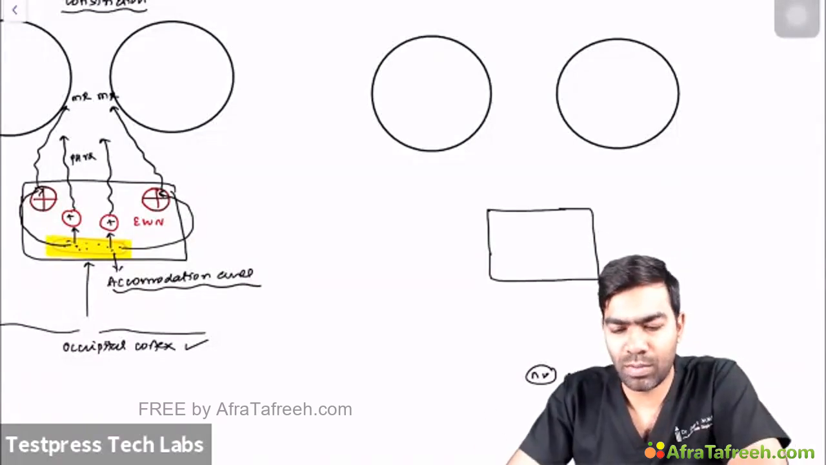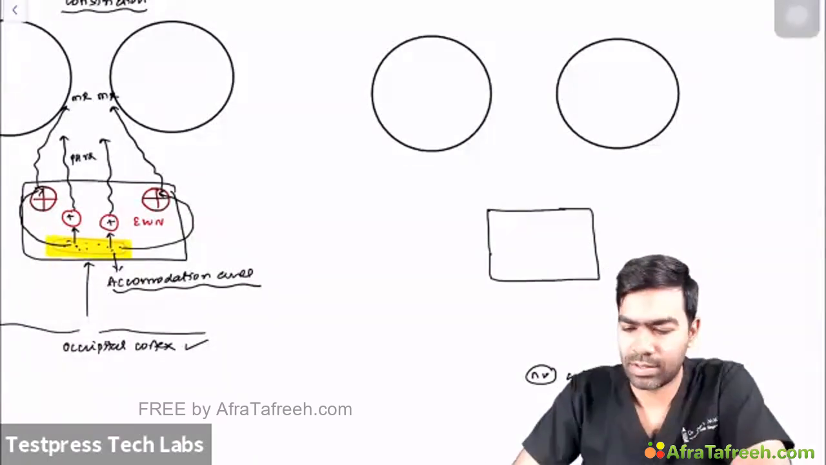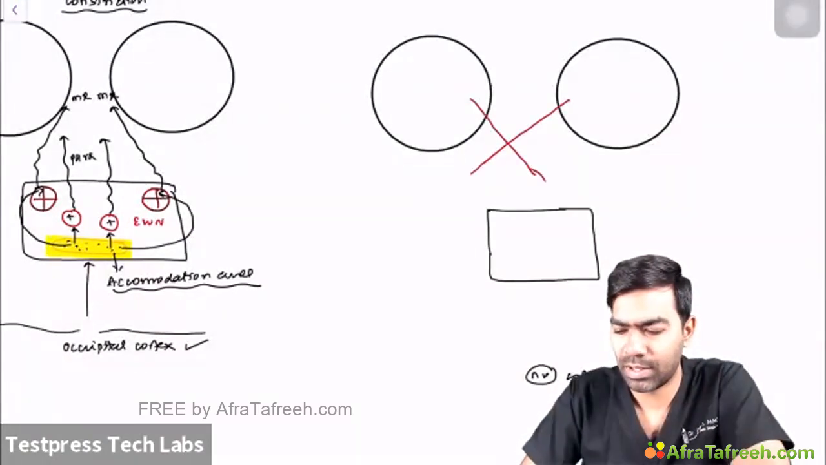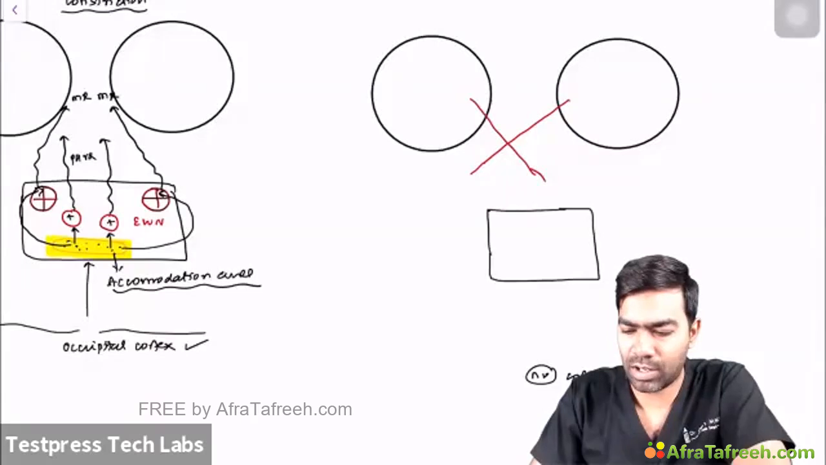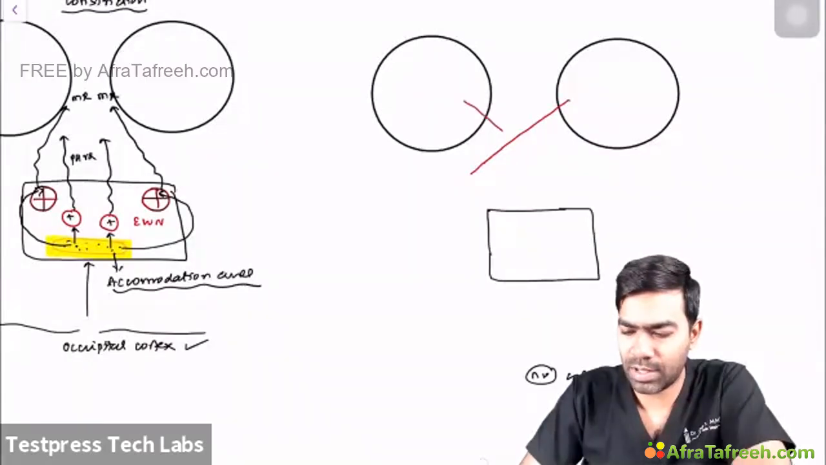You know what happens in the setting of a pupillary reflex? Let us assume these are the fibers coming from the eyes that are crossing. And we know there are certain fibers that don't cross as well, like this.